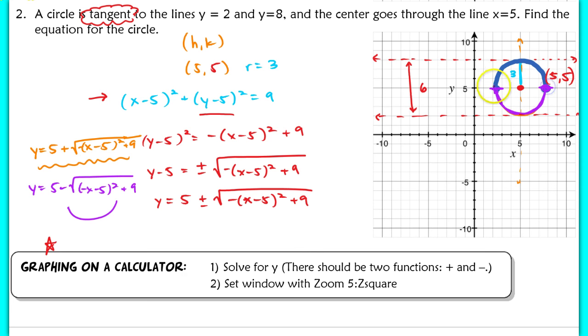It leaves a space. There's not enough pixels in your calculator to do that. So I would like you guys to just try that. Plug it into your calculator, see what you get. You should get a nice little circle here with a gap between those two semicircles, kind of like that.